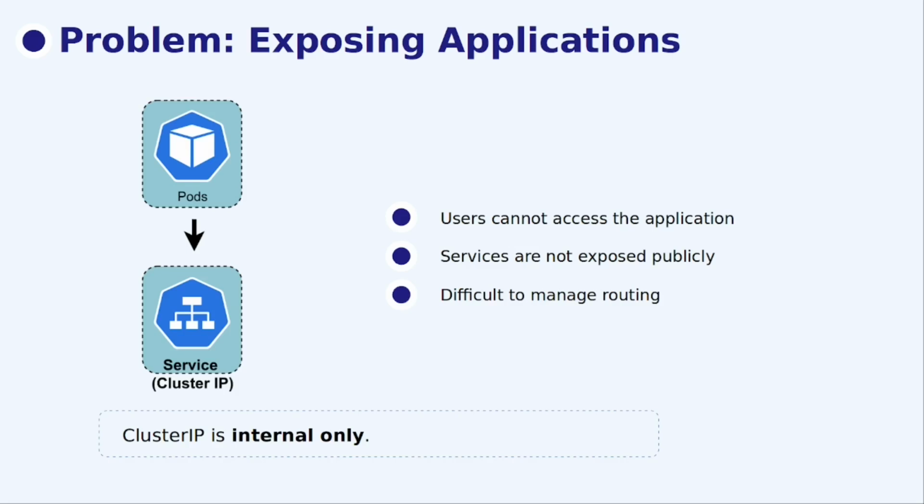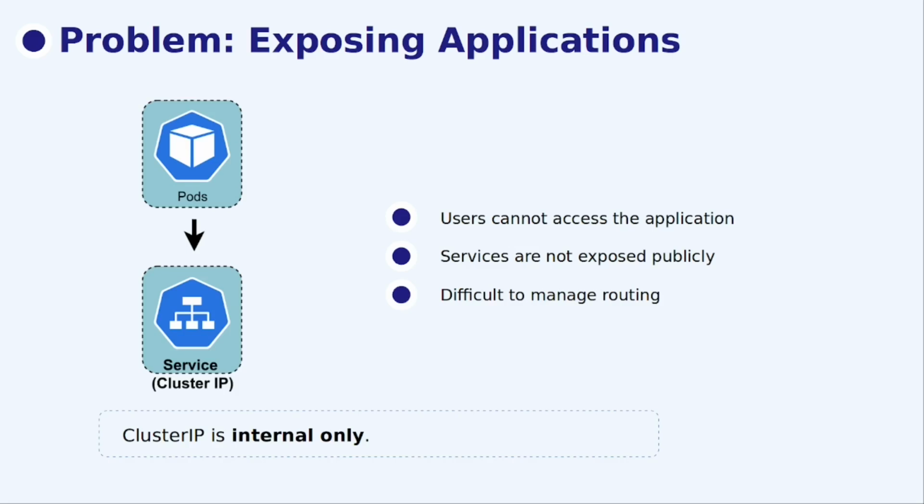Because of that, Kubernetes introduces another object called a service. A service provides a stable network endpoint that routes traffic to pods. But by default, most services use a type called ClusterIP. ClusterIP means that the service is only accessible inside the Kubernetes cluster. So the architecture looks like this: pods to service. This works perfectly for internal communication between services, but it creates several problems.